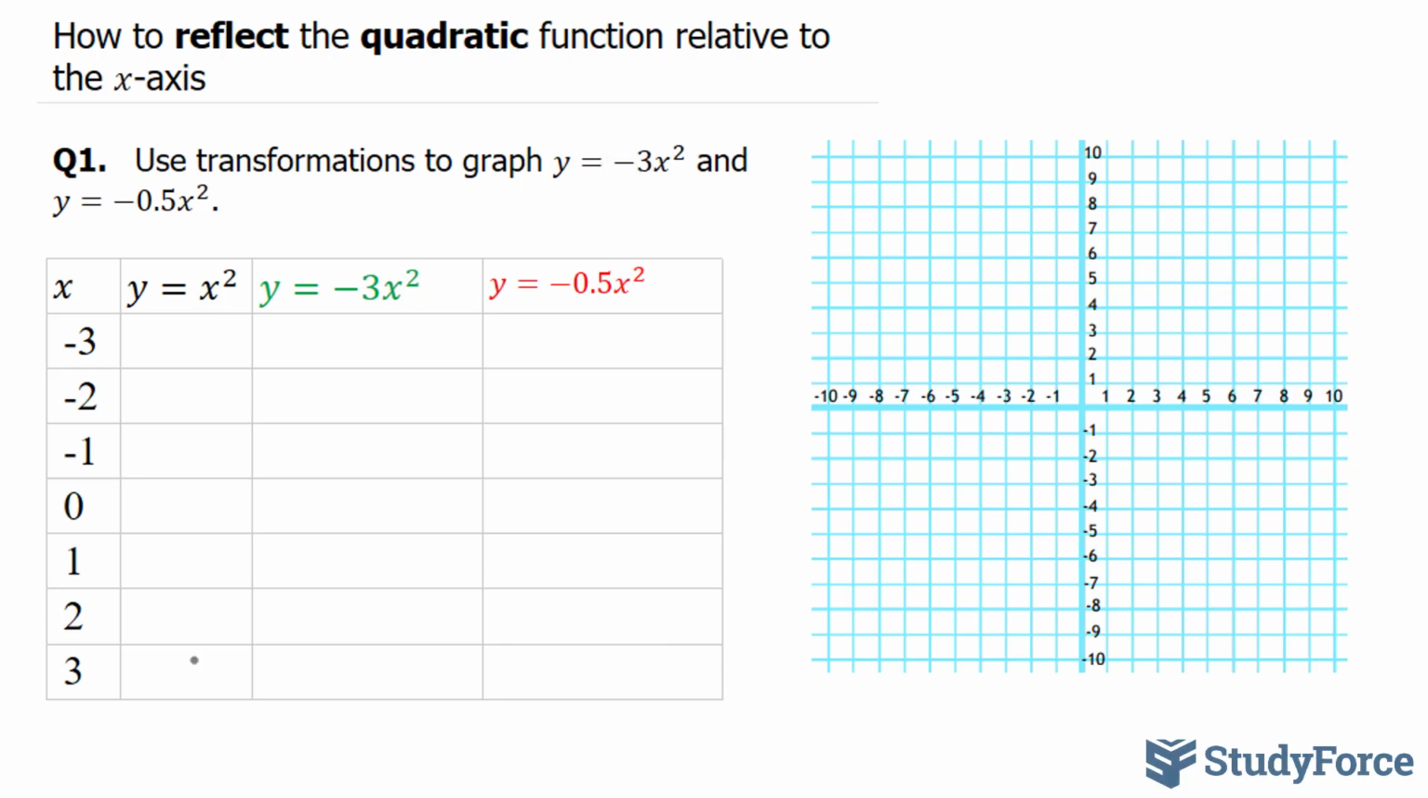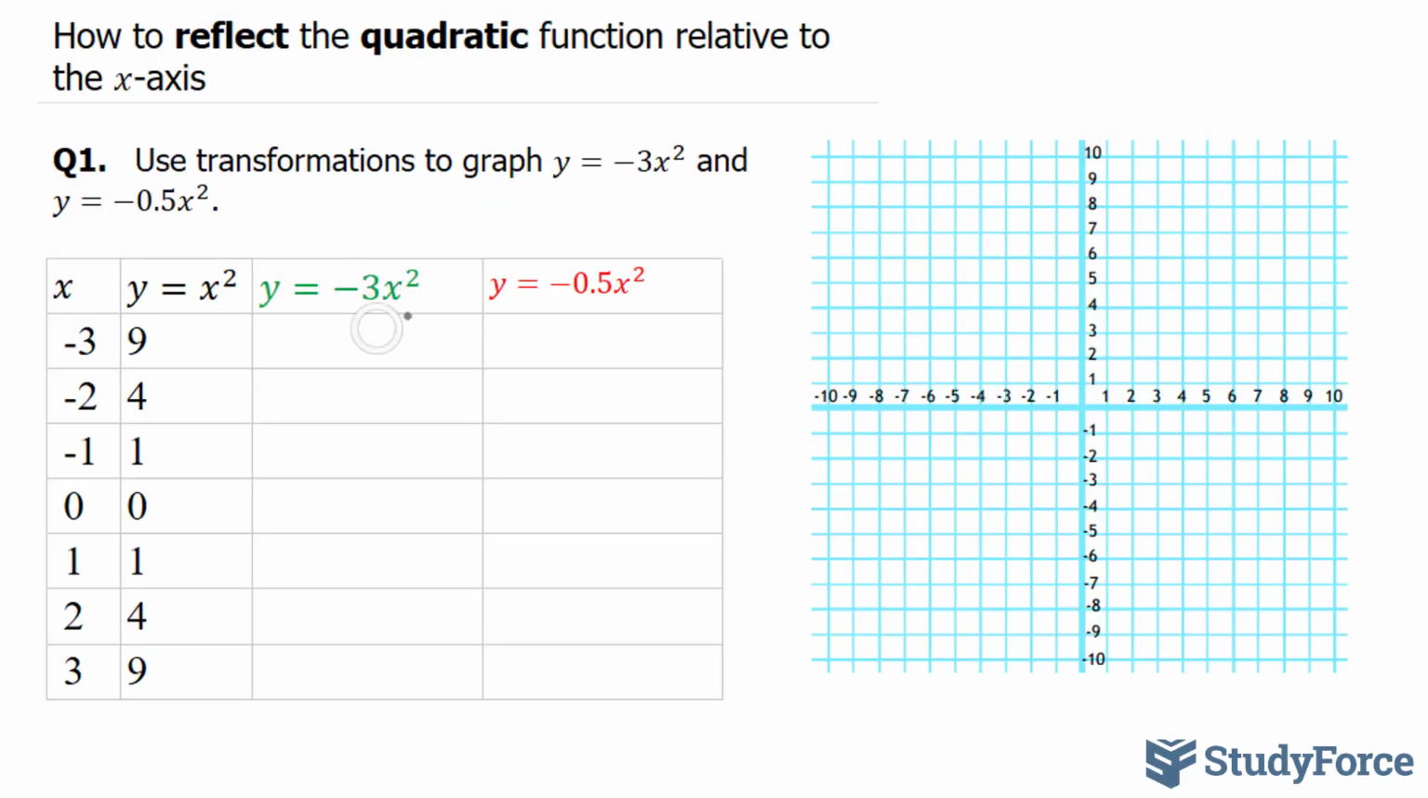We'll start off by finding the y-coordinates for this generic quadratic equation, and here they are. Next, I'll find the y-coordinates for this equation. Negative 3 times negative 3 to the power of 2 is equal to negative 27. Negative 3 times negative 2 to the power of 2 is equal to negative 12. Negative 3 times negative 1 to the power of 2 is equal to negative 3. This is equal to 0. And the same is true for the next three x's.